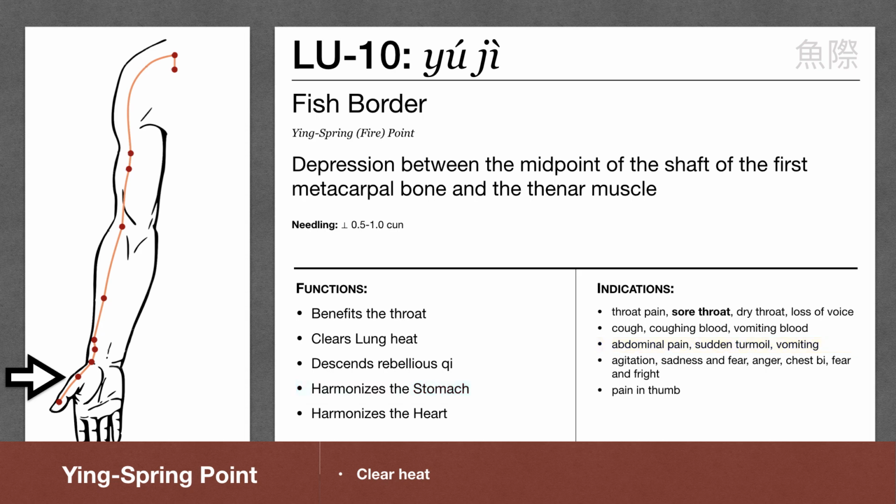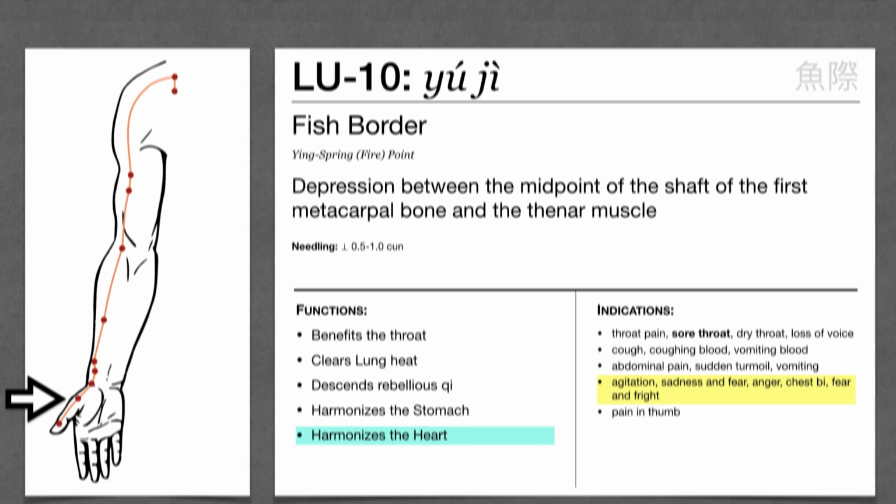And then the lung is the prime minister to the heart, so when there's heat in the lung, this heat tends to get transmitted into the heart, causing agitation and Shen problems. So by clearing heat from the lung, we can also clear heat from the heart to treat these Shen problems.